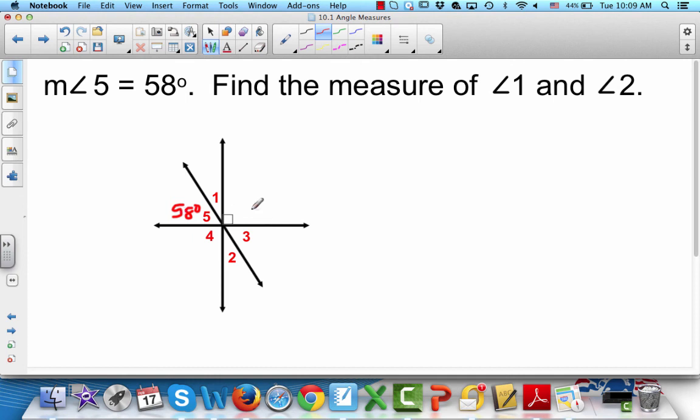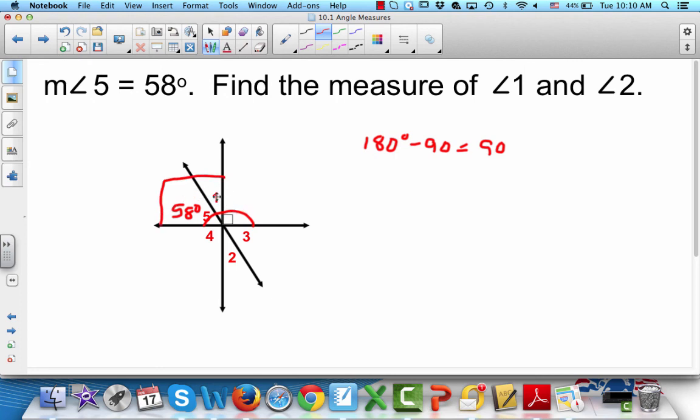You also know that if this one is 90 degrees, okay, that's a straight angle right there, because it forms a line. So a straight angle is equal to 180 degrees. If this angle is 90, which is indicated by that little box there, then that means that this angle is 90 degrees also.